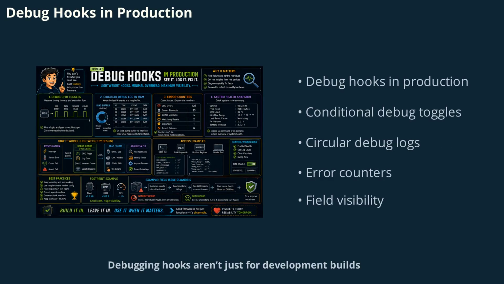Debugging hooks aren't just for development builds. Design lightweight diagnostic hooks that can remain in production firmware. Examples include conditional debug GPIO toggles, circular debug logs in RAM, and error counters exposed via communication interfaces.